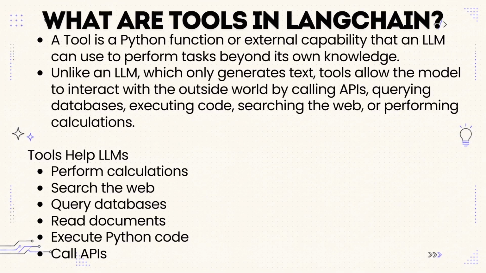Without tools, an LLM can only generate text. With tools, it can interact with the real world. Tools help in a lot of cases like performing calculations, searching the web, querying databases, reading documents, executing Python code, and calling APIs. So we have a lot of use cases. This is where I want to start explaining how we can use tools in LangChain.